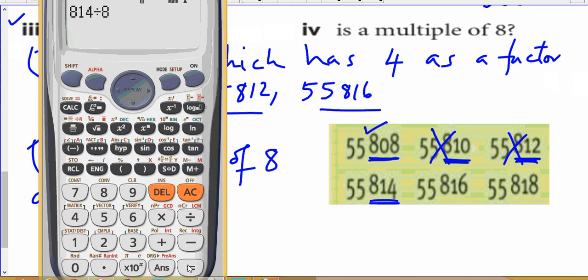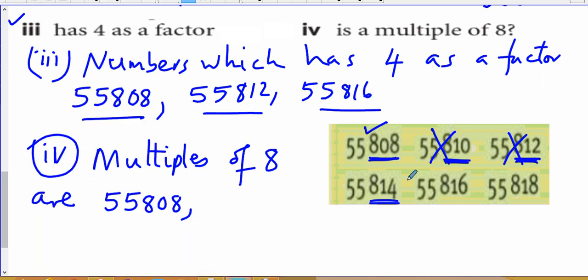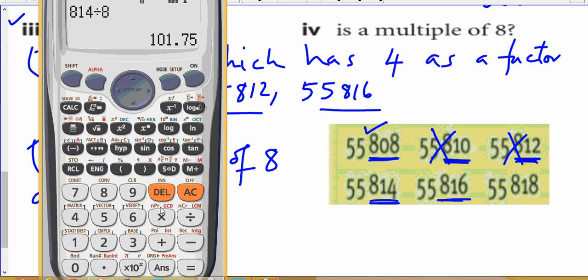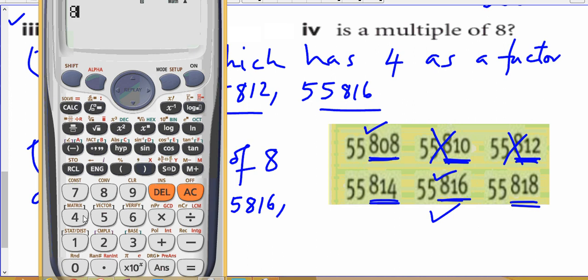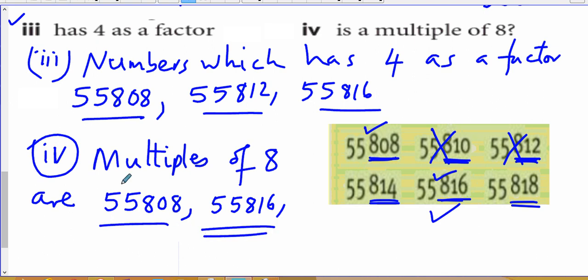How about that number, 814 divided by 8, what do you get? Nope, getting a decimal. How about this number, 816? 816 divided by 8. Yes, we are getting a whole number. So this one is 55816. How about this one? Look at the last three digits. 818 divided by 8. Do we get a whole number? No, we are getting a decimal. So we have only two numbers which are multiples of 8.